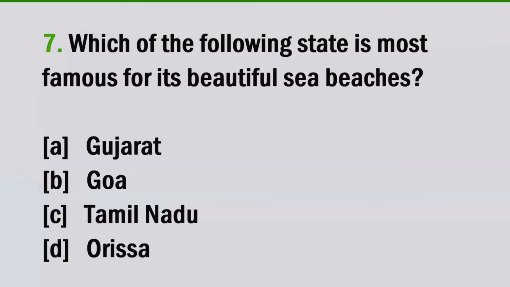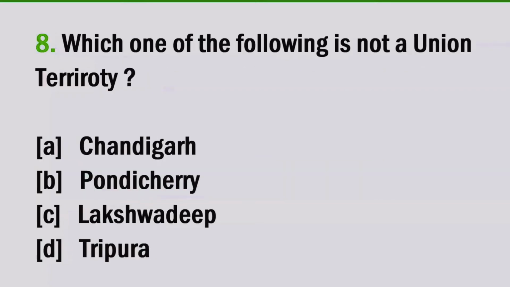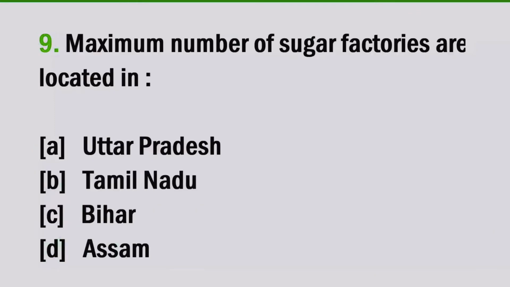Which of the following state is the most famous for its beautiful sea beaches? Answer B. Goa. Which one of the following is not a union territory? Answer D. Tripura. Maximum number of sugar factories are located in? Answer A. Uttar Pradesh.